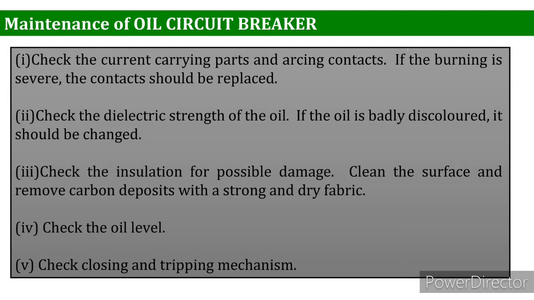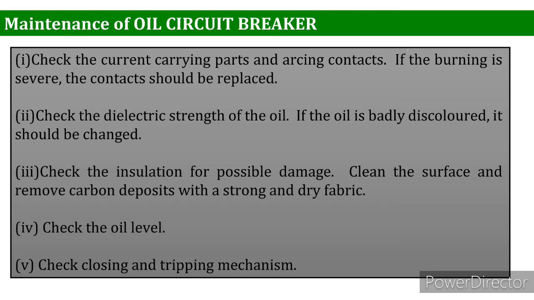Like we discussed several times, proper maintenance and proper checks of the circuit breakers and also the other devices are important. So what are the major checks that we have to do while performing the maintenance of OCBs? There are five checks mentioned here. Number one, we have to check the current carrying parts and arcing contacts. If the burning is severe, the contact should be replaced.